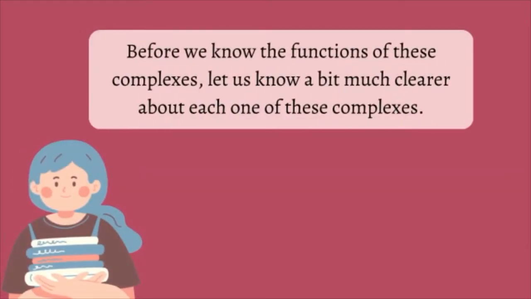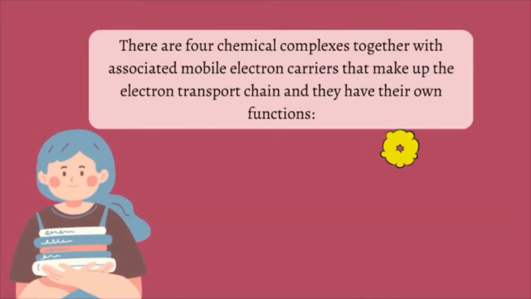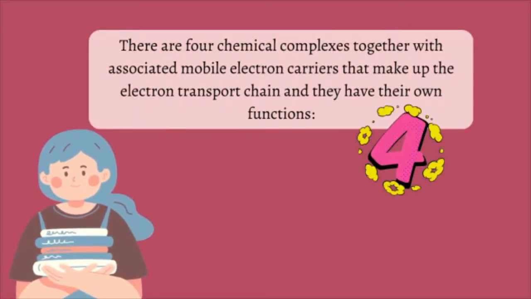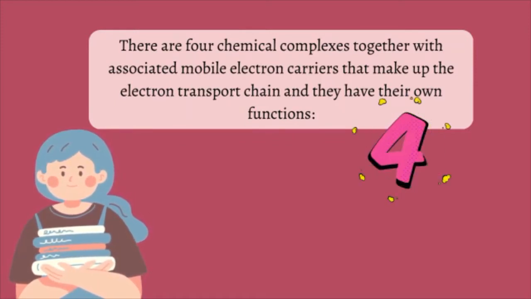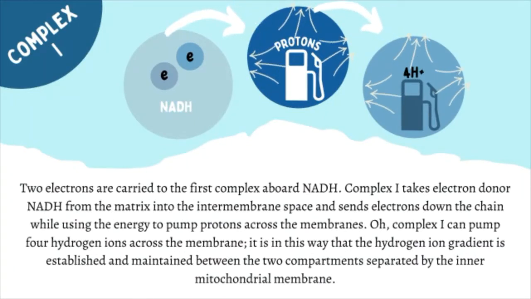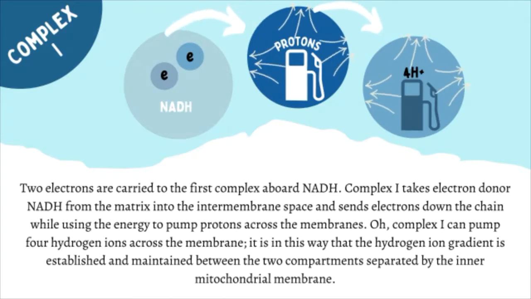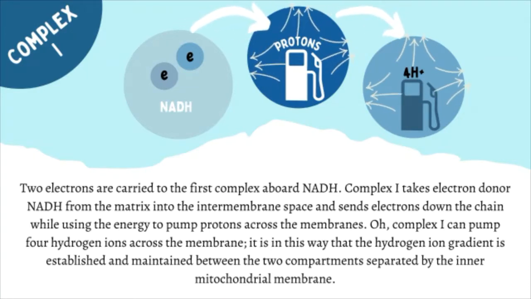Before we dive into these complexes' functions, let us know more about each of these complexes. 4 chemical complexes make up the electron transport chain, and each of them has a specific role of its own. To start, 2 electrons are carried to the first complex by NADH. Complex 1 takes the electron donor NADH from the matrix and sends electrons down the chain while using the energy to pump protons across the membrane. Complex 1 can pump 4 hydrogen ions across the membrane. It is in this way that the hydrogen ion gradient is established and maintained between the 2 compartments separated by the inner mitochondrial membrane.